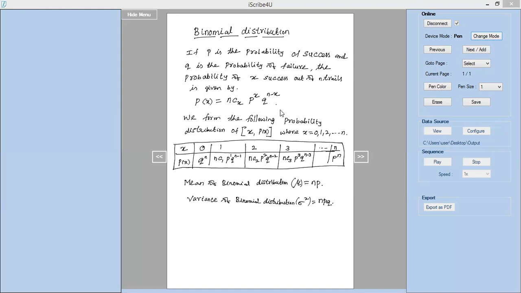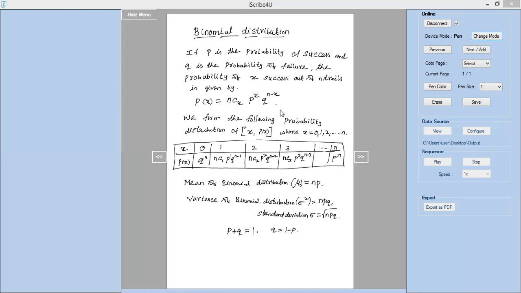Another thing we should note here: standard deviation. What is that? Standard deviation is nothing but sigma, sigma equal to root of npq. Right. Another one: we know that P plus Q, probability of success plus probability of failure, equal to 1. From this only, we can write Q equal to 1 minus P also.